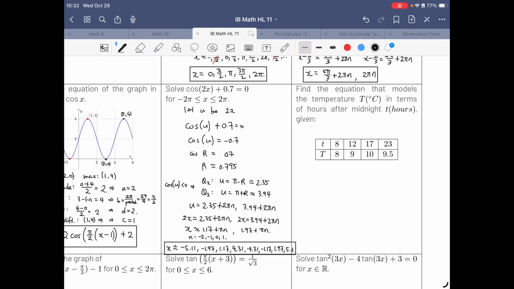Alright, let's continue on with the 6th question here. Find the equation that models the temperature T in Celsius degrees in terms of hours after midnight t in hours. So the first thing I'm going to do is press stat, edit, and then type in the numbers here: 8, 12, 17, 23 in the first column, and 8, 9, 10, 9.5 should be in the second column. And then this time press stat, but go to calculate, and you're going to find the sine regression menu.